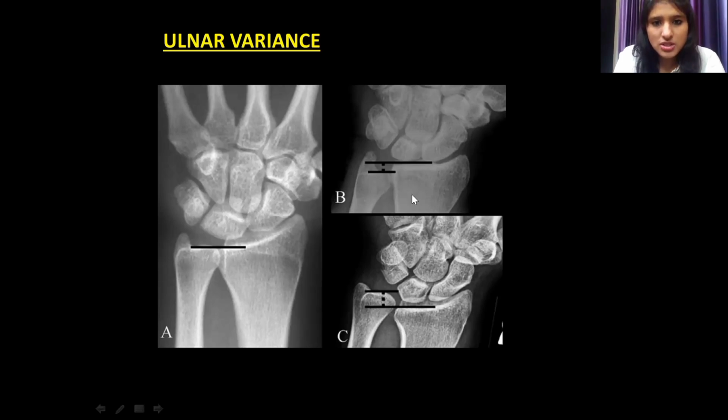On this B image, we can see that the articular surface of the ulna is more proximal as compared to the radial articular surface. Hence, there is negative ulnar variance in this case. Whereas in image C, we can see that the ulna is advanced more distally. So this is a case of positive ulnar variance.